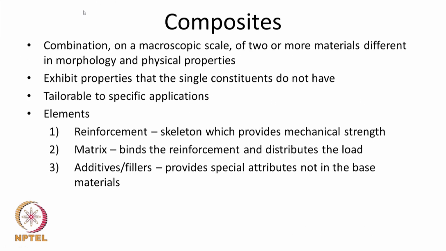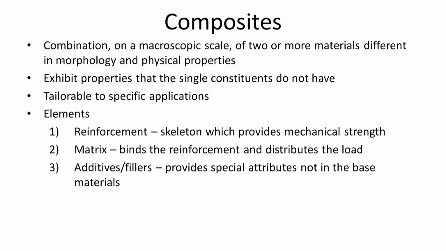So, composites, as you know, are a combination on a macroscopic level of two or more materials different in morphology and physical properties, like we are putting say silicate and a polymer, or carbon fibers and a polymer, or some alumina and some other polymer. Two different materials of two different morphologies as well as physical properties. For example, like I showed you the composite material, the inorganic may have a very high Young's modulus, the polymer may have a very low Young's modulus. That is the physical property change.